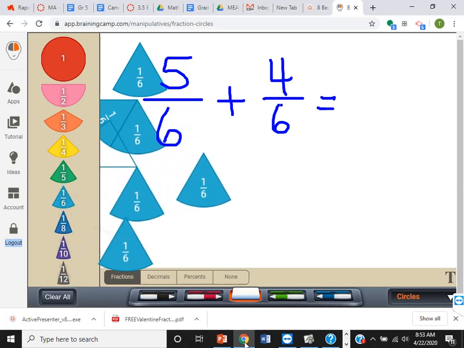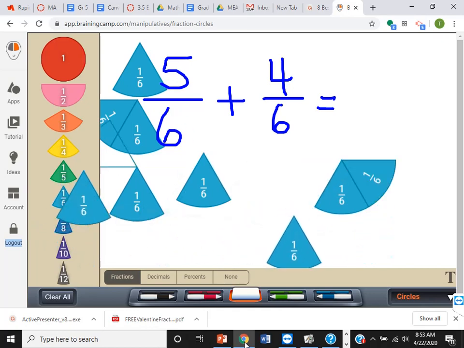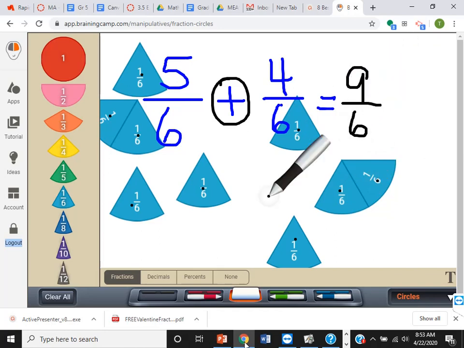Okay, there's 5/6 there. And I'm going to take another 4/6. Here's another 4/6. Now let's see. When I combine them, let's see how many pieces I have. I have 1/6, 2/6, 3/6, 4/6, 5/6, 6/6, 7/6, 8/6, 9/6. I have 9/6 as my sum. And you notice that 9, the numerator, is larger than the denominator, so I have more than one whole.